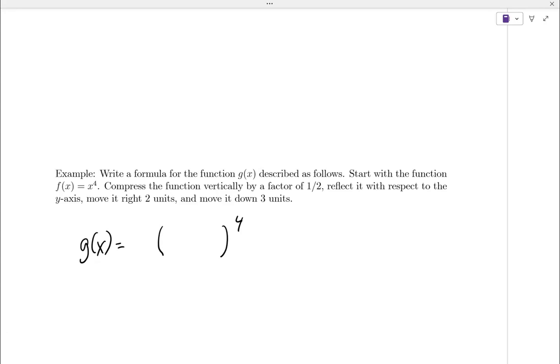We start with x to the 4th. We want to compress vertically by a factor of 1/2. What needs to happen in order to compress it vertically by a factor of 1/2? So if it's going to be vertically, does it go inside or outside the function? Outside, because it's affecting the y's, right? Okay. So what do I need to put on the outside in order to compress it vertically by 1/2?